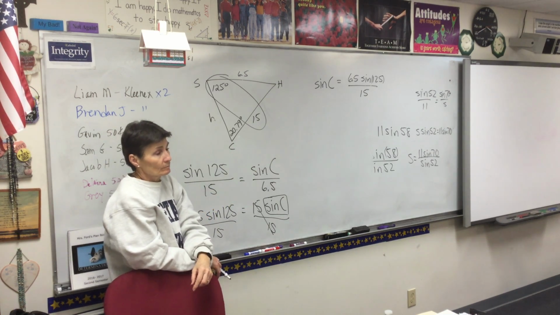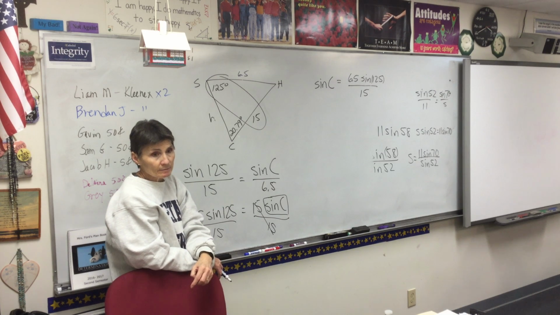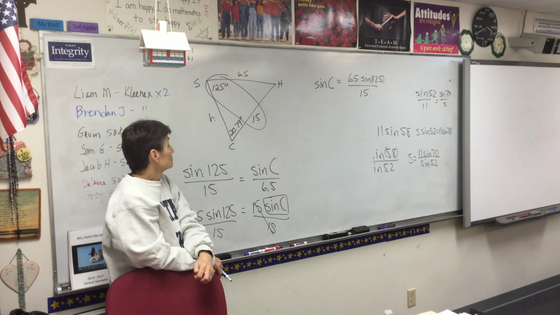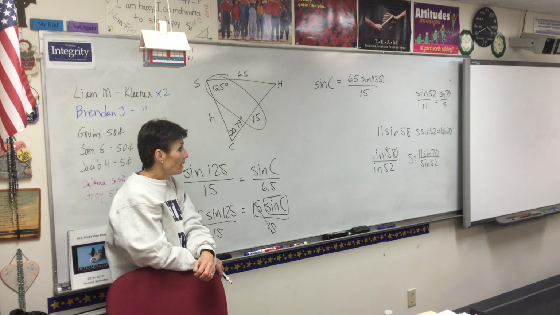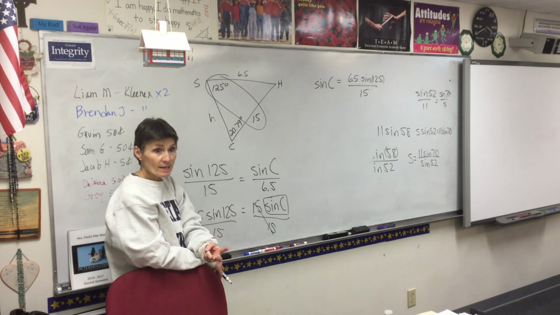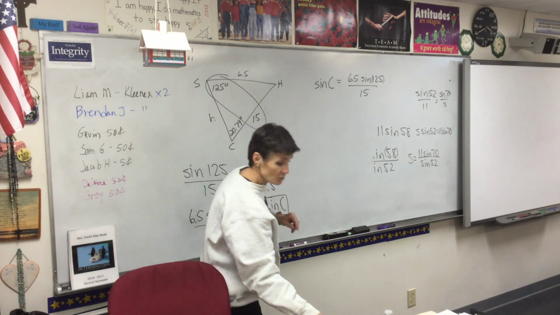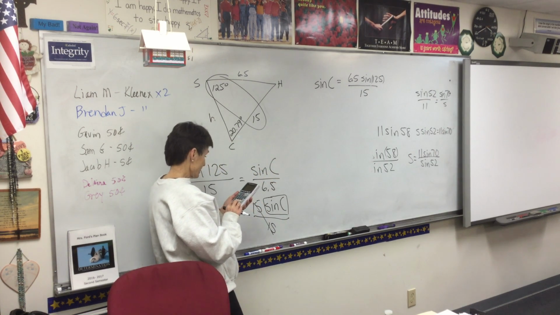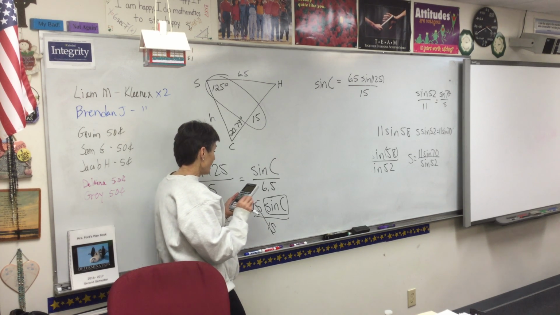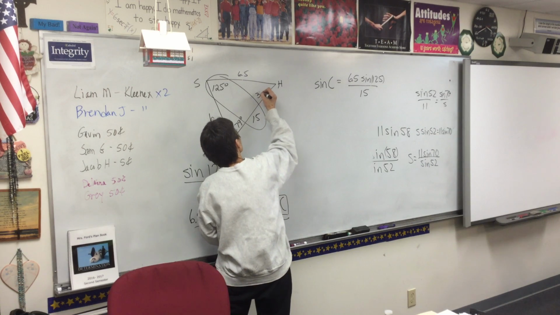Angle H? Could we do the same thing? No. How are we going to find angle H? Add them up and subtract from 180. Don't we have two of the angles now? So that angle H is going to be easy. So 180 minus 125 minus 20.79. I got 34.21.